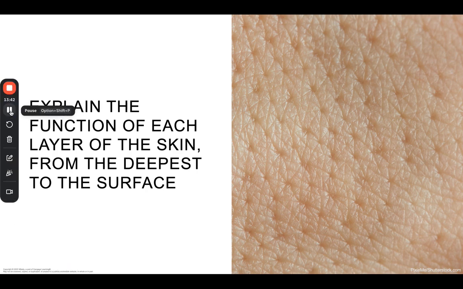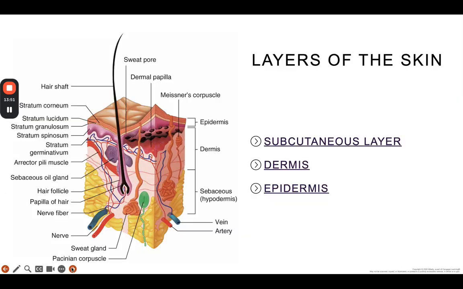We're now on objective 4, explain the function of each layer of the skin from the deepest to the surface. The skin is comprised of 3 main components. We have the hypodermis, or what we call the subcutaneous layer. We have the dermis and the epidermis, and we're going to start at the deepest layer and work our way outward toward the surface. So let's start with the subcutaneous layer.